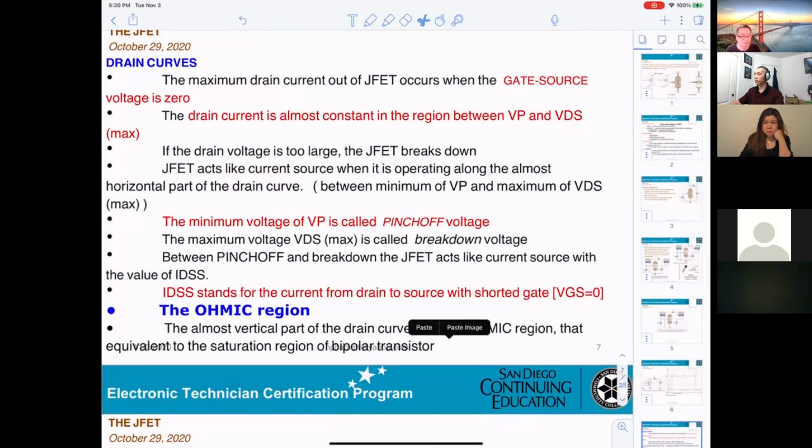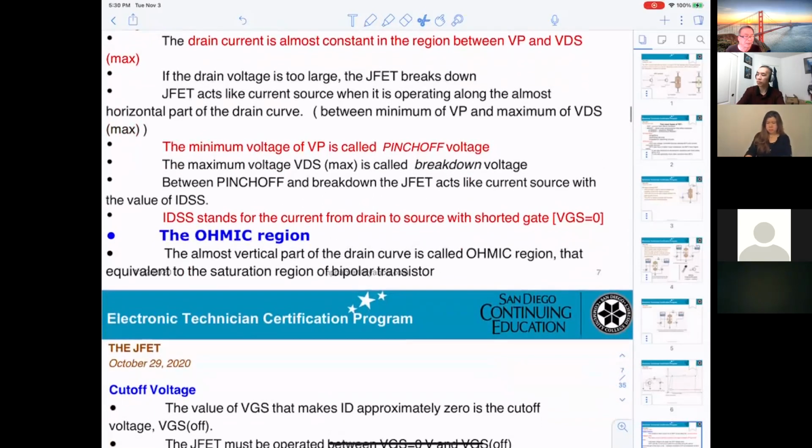A JFET acts like a current source when it operates along the almost horizontal part of the drain curve, between VP and the maximum VDS. The minimum voltage, VP, equals the pinch-off voltage. The maximum voltage, VDS max, is called the breakdown voltage. Between the pinch-off and the breakdown, the JFET acts like a current source with the value of IDSS.